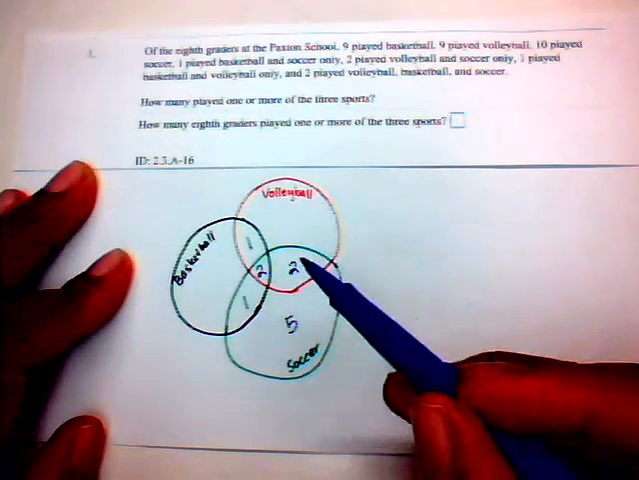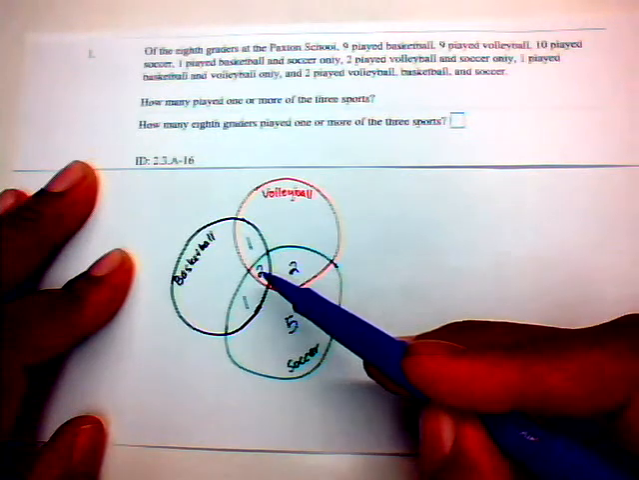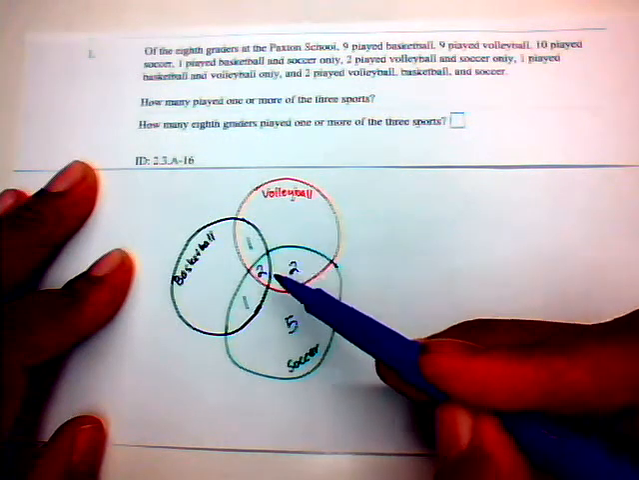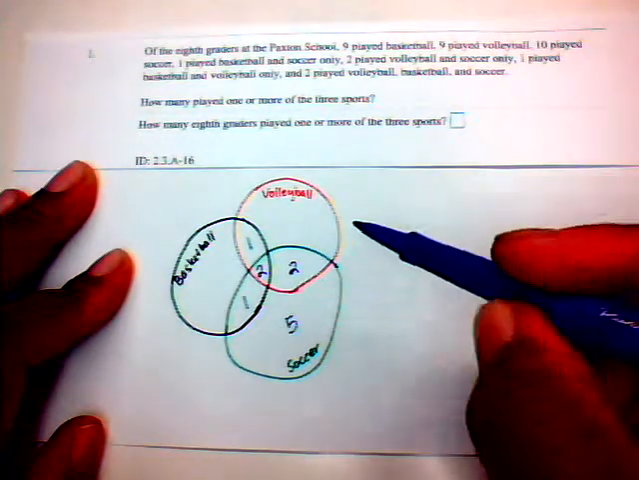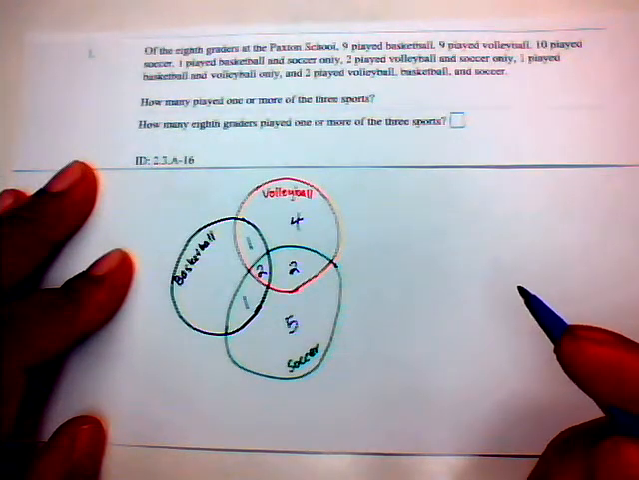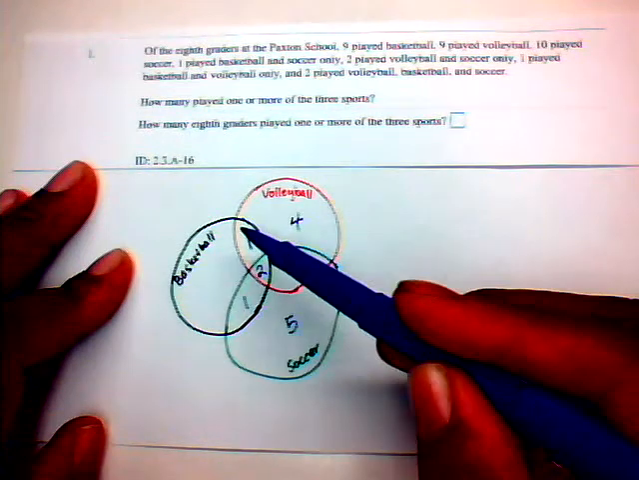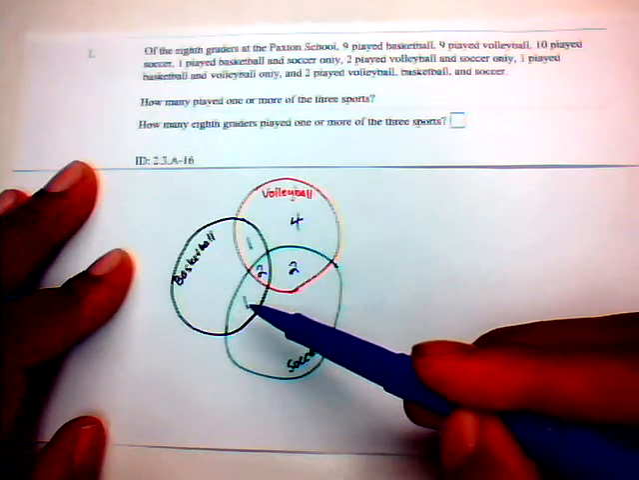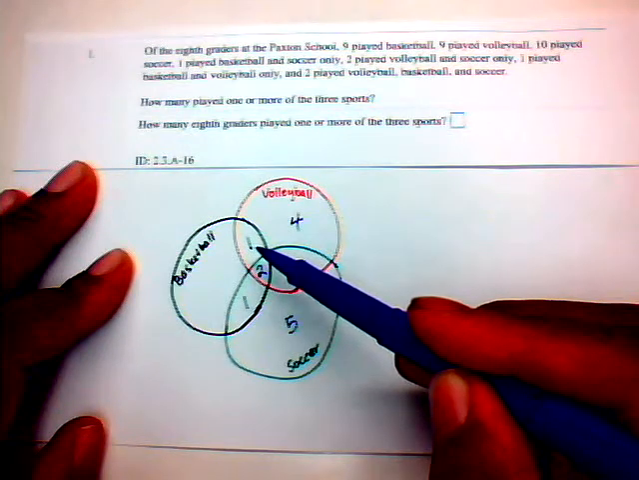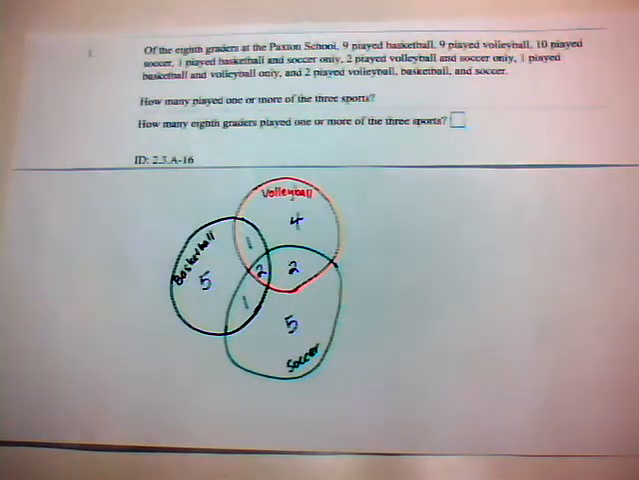And then we got 9 that played volleyball. That's the circle right here. And notice we got 1, 2, and a 2. Add that, that'll be 5. Subtract the 5 from this 9, that's going to be 4. So only 4 8th graders played volleyball only. And then for basketball, 9 played basketball. That's the circle right here. We got 1 plus 2 plus 1, that's 4. 4 from the 9 will be 5. Okay. So that's how we complete our Venn diagram in this case.